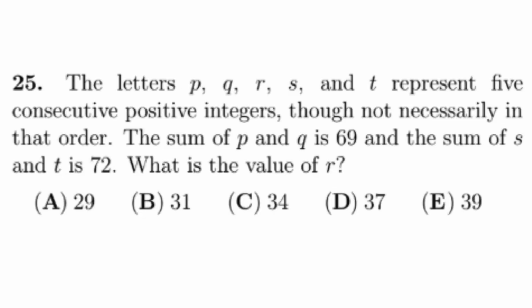Number 25. The letters P, Q, R, S, and T represent 5 consecutive positive integers, though not necessarily in that order. The sum of P and Q is 69, and the sum of S and T is 72. What is the value of R?